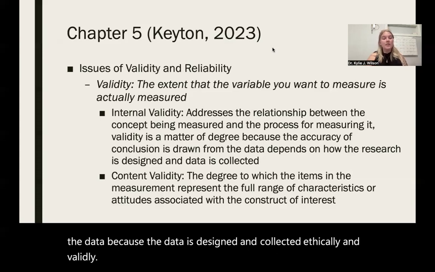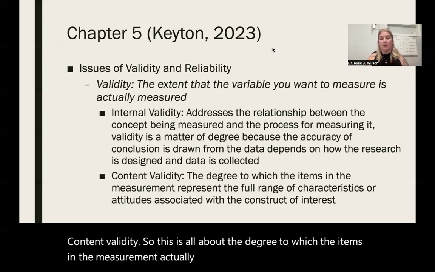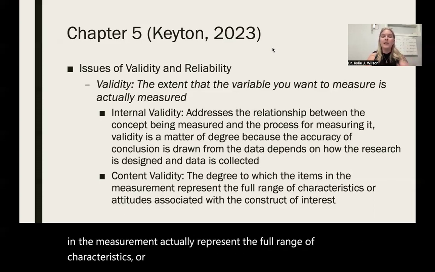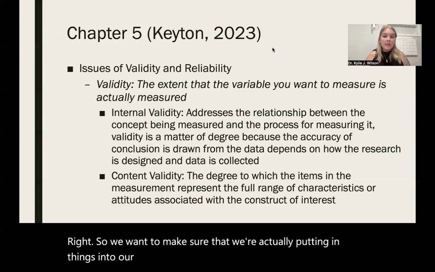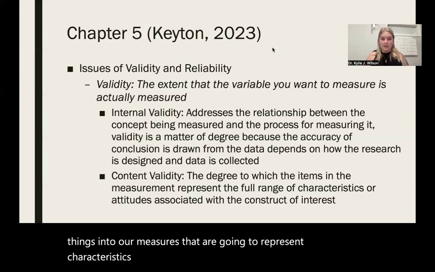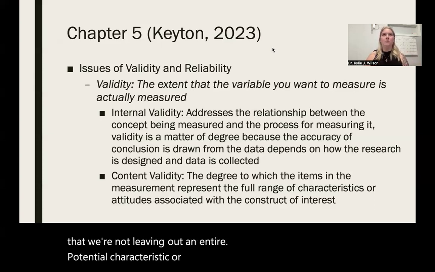Content validity. So this is all about the degree to which the items in the measurement actually represent the full range of characteristics or attitudes associated with this construct of interest, right? So we want to make sure that we're actually putting in things into our measures that are going to represent characteristics and attitudes associated. We want to make sure that we're not leaving out an entire potential characteristic or attitude because maybe it doesn't fit with ours.